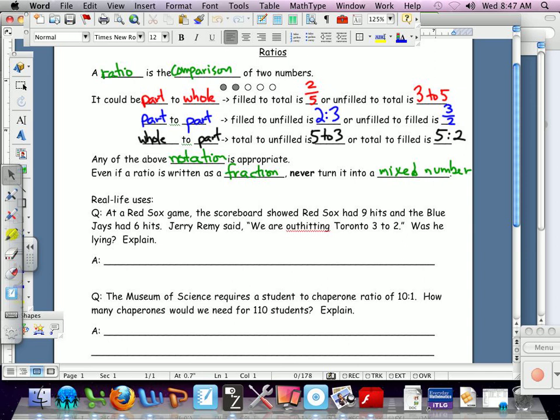And so now we have some real life uses. This first one was legit; I was watching a game on TV, and this is what happened. At a Red Sox game, the scoreboard showed the Red Sox had 9 hits, and the Blue Jays had 6 hits. Jerry Remy said, we're out hitting Toronto 3 to 2. So was he lying?